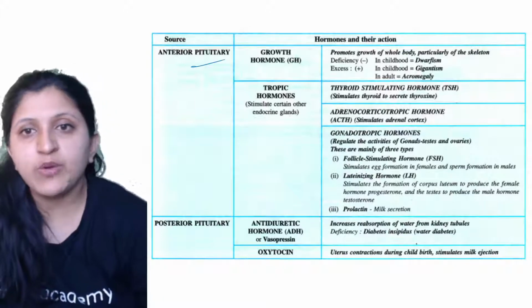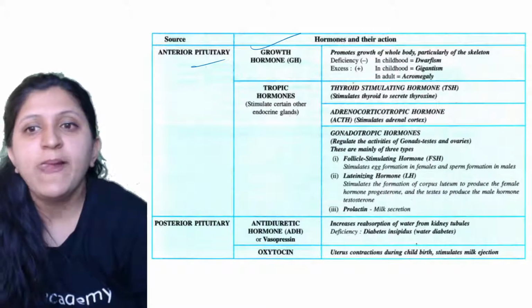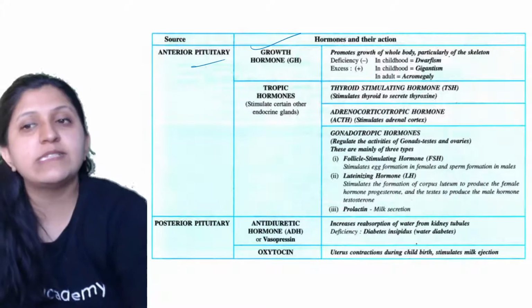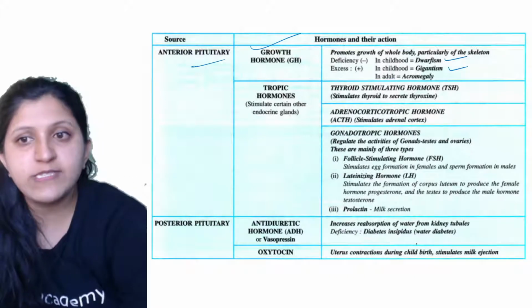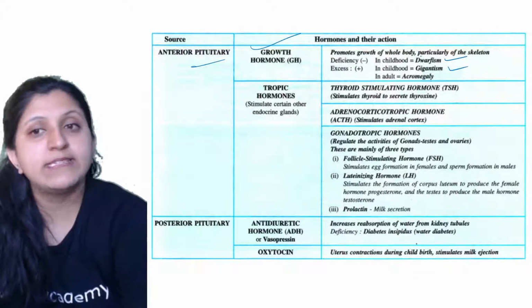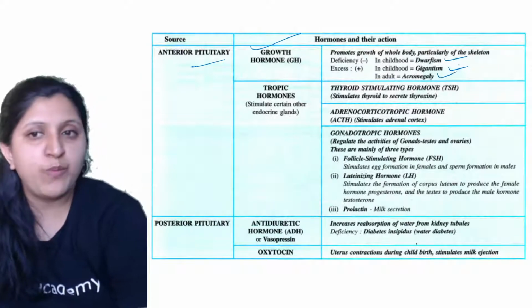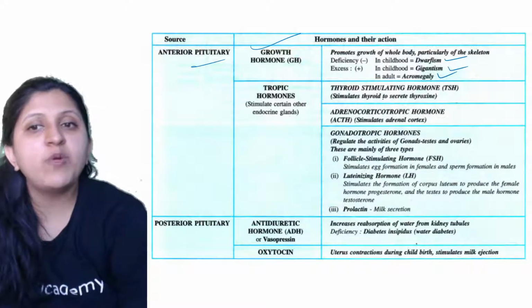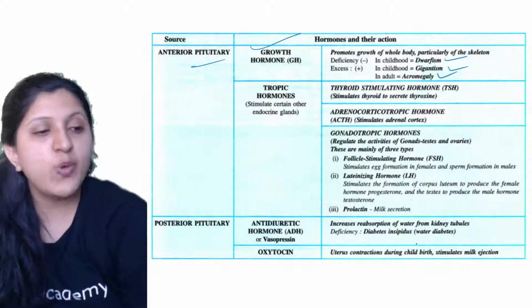Anterior pituitary produces growth hormone. Growth hormone deficiency will lead to dwarfism. If excess is there, it will lead to gigantism. In case of adults, if there is hypersecretion, over secretion, it will lead to acromegaly. Tropic hormones basically stimulate certain other endocrine glands.